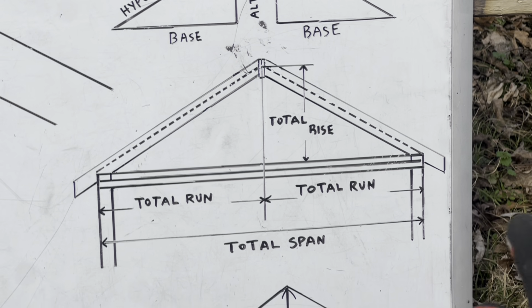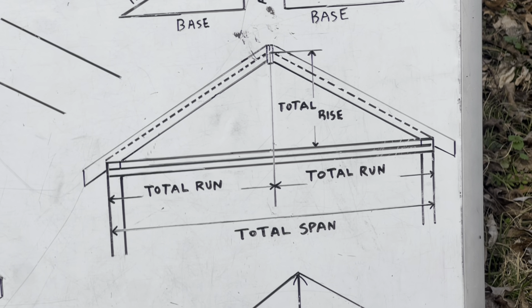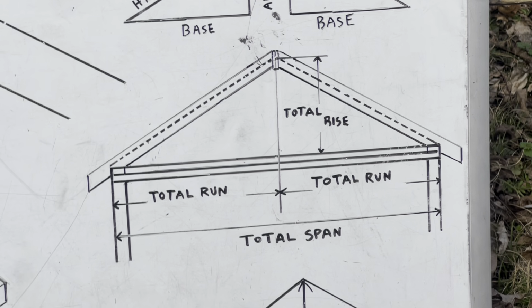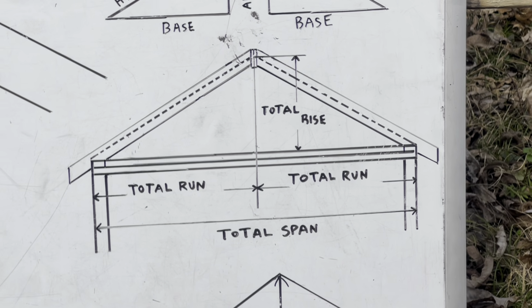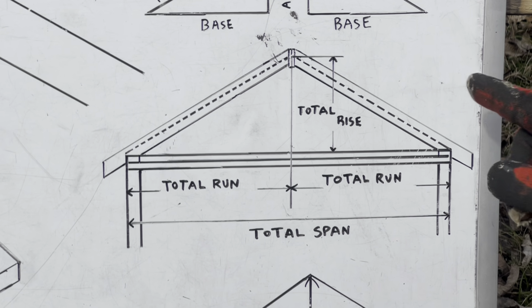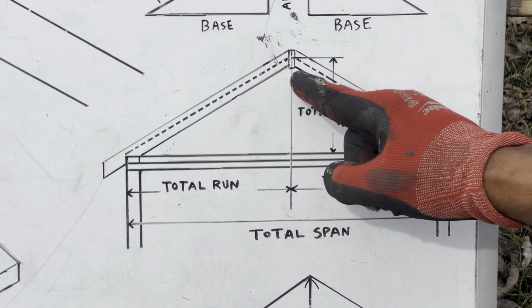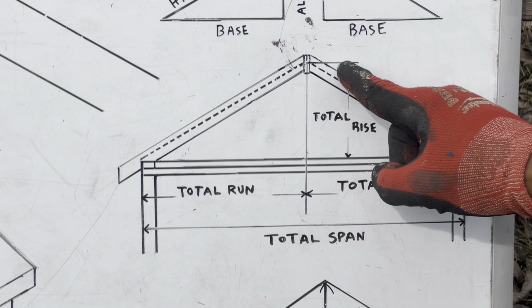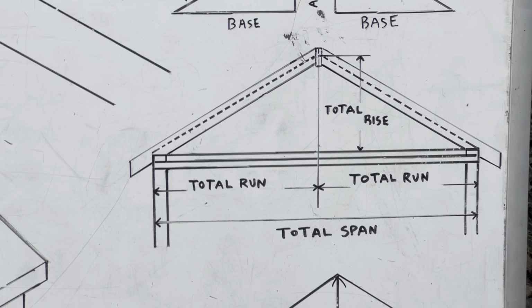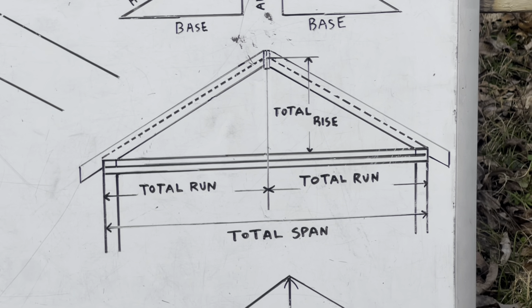Now, when we punch in our numbers, and we're trying to get our total rise, our numbers are giving us our theoretical rise, okay? You see this dashed line? This is what this total rise is. That's your theoretical height, okay? That's your imaginary line.